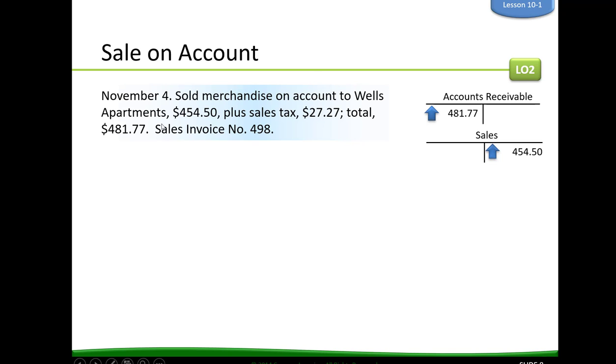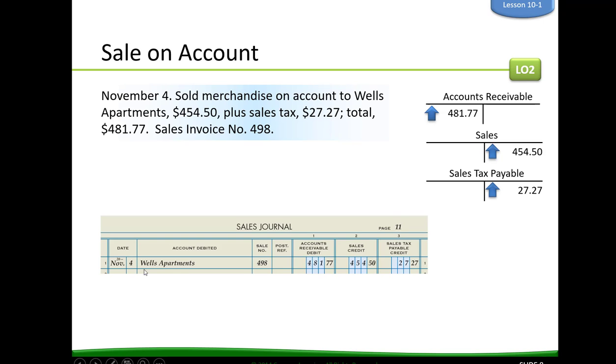Our accounts receivable is going to be the total balance. Sales makes up a portion of it. That's going to be the amount that was sold of inventory. And then the sales tax is going to be the other part of the credit. In our sales journal, we're going to put the name of the company, Wells Apartments, and the sales number, which is the sales invoice number from the previous page. The $481.77 gets listed first, followed by the sales credit and the sales tax payable.